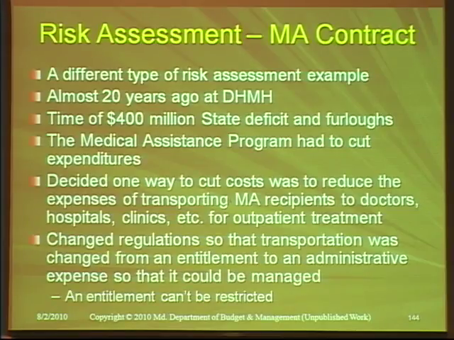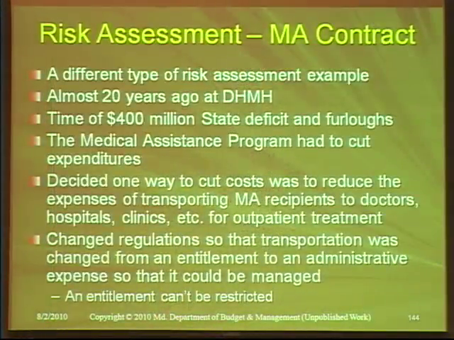Different type of risk assessment example. Almost 20 years ago at DHMH. And where are we today? DHMH, okay. That was a trick question. I wanted to see if you could answer that. It was another one of these instances of, at that time, a $400 million state deficit, and the first time I ever experienced state furloughs, around 1990, I think it was, which is 20 years ago. So I remember being furloughed for, I think, 4 days at that time. And that's also when we went from a 35-hour work week to a 40-hour work week. Some of you remember when there was a 35-hour work week.